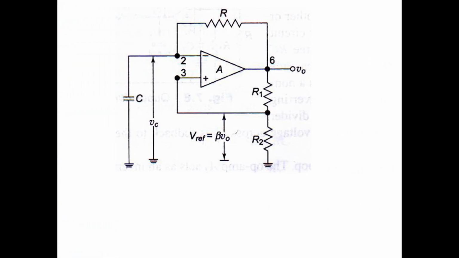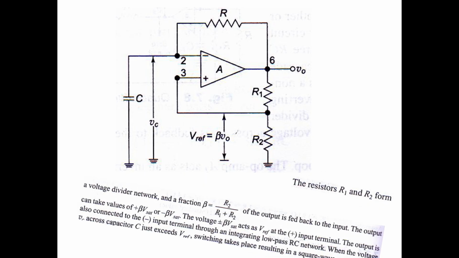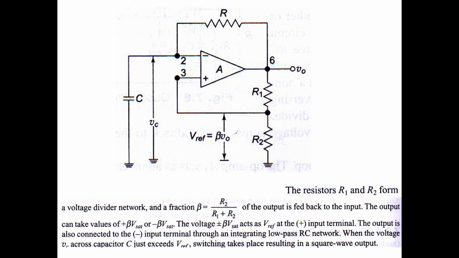So this is the circuit of an astable multivibrator. The resistors R1 and R2 form a voltage divider network, and a fraction beta equal to R2 divided by R1 plus R2 of the output is fed back to the input. The output can take values of plus beta V saturation or minus beta V saturation. The voltage plus or minus beta V saturation acts as V reference at the plus input terminal.